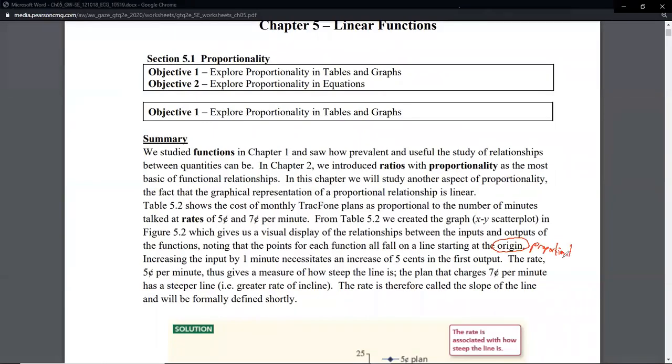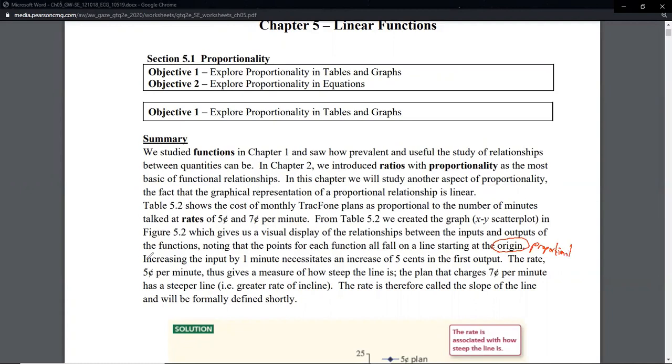Because 0 in is 0 out. 0 minutes means you pay 0 cents. So when your lines start at the origin, they're proportions. When they don't, they're not. That's the end-all be-all of whether lines are proportions or not. But even when they're not proportions, they're still proportion-ish. Which again, that whole rise and run thing is where that's going to come into play.